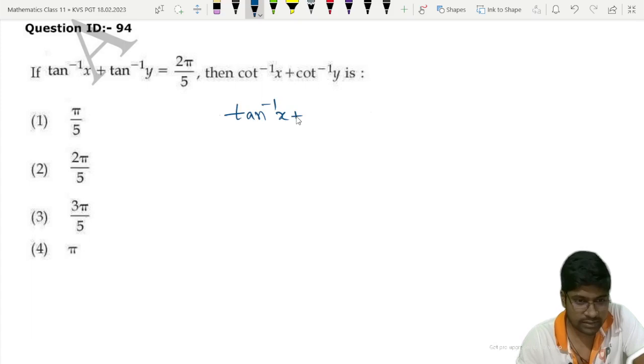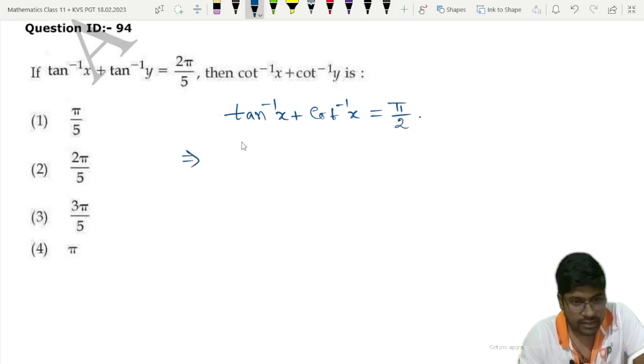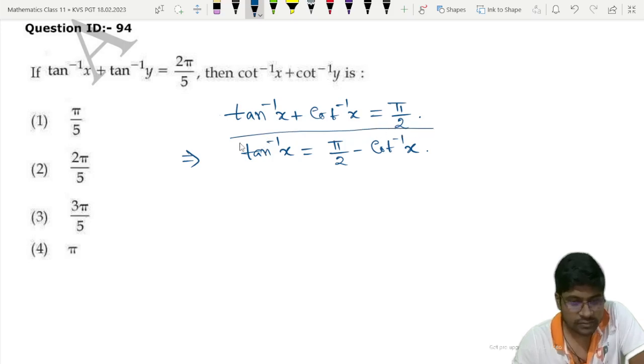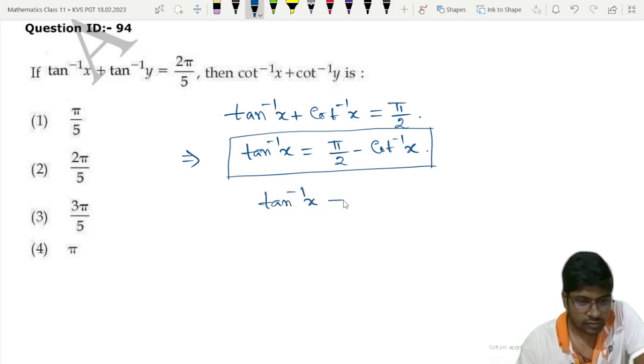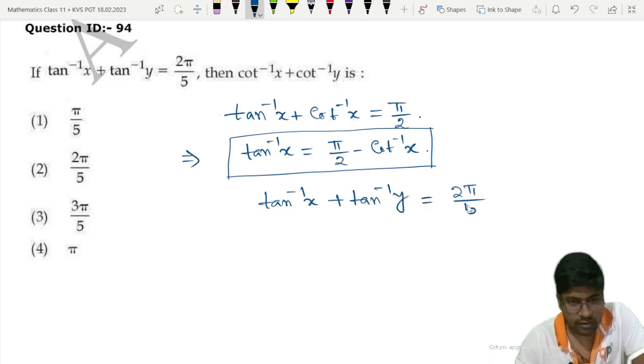Tan inverse x plus cot inverse x is equal to pi by 2. So from here we can write, tan inverse x is equal to pi by 2 minus cot inverse x. This formula we are going to use here in order to find the given expression. So now the given condition is that tan inverse x plus tan inverse y is equal to 2 pi by 5.